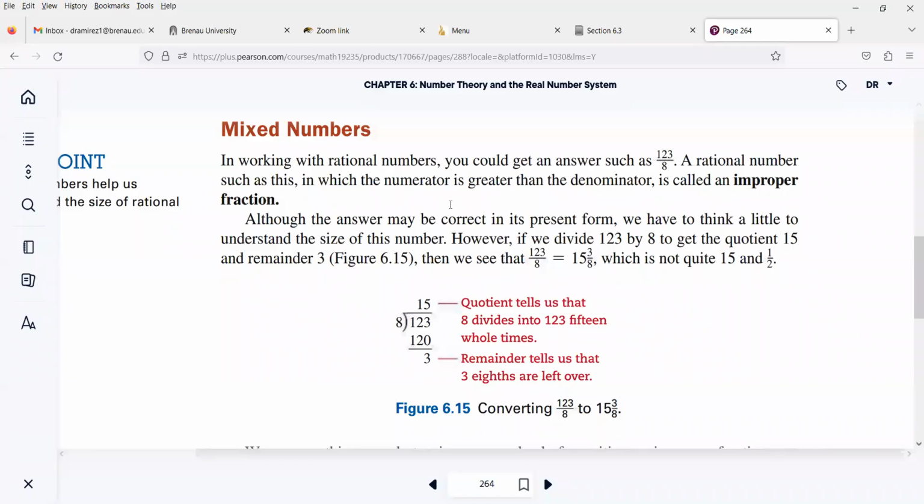In working with rational numbers, you could get an answer such as 123/8. A rational number such as this, in which the numerator is greater than the denominator, is called an improper fraction. Although the answer may be correct in its present form, you may have to think a little to understand the size of this number. However, if we divide 123/8 to get the quotient 15 and the remainder 3, then we see that 123/8 is 15 and 3/8, which is not quite 15 and a half.